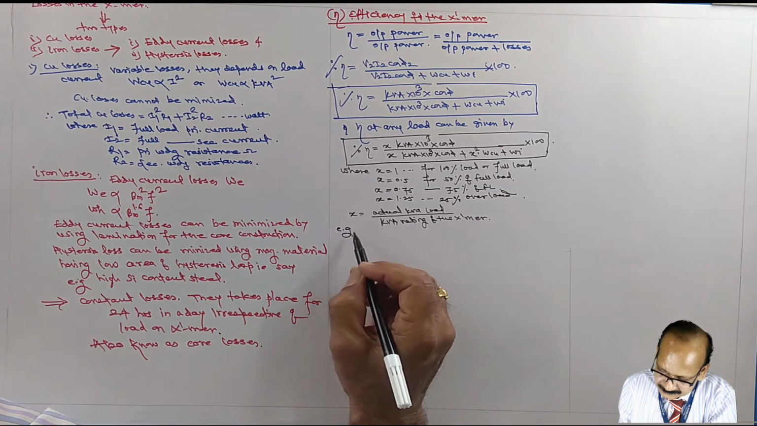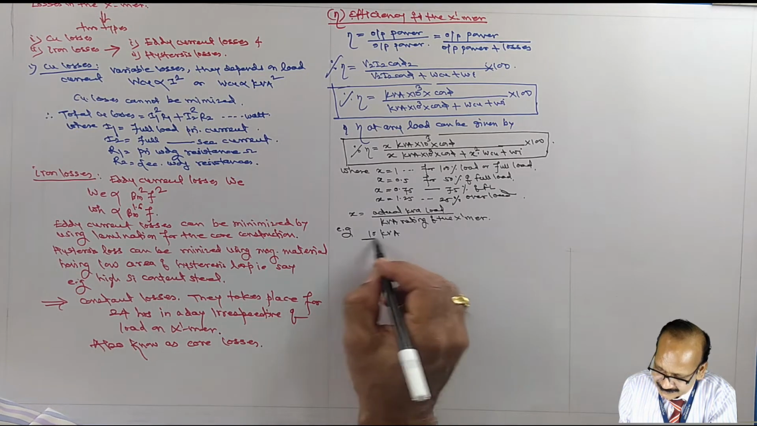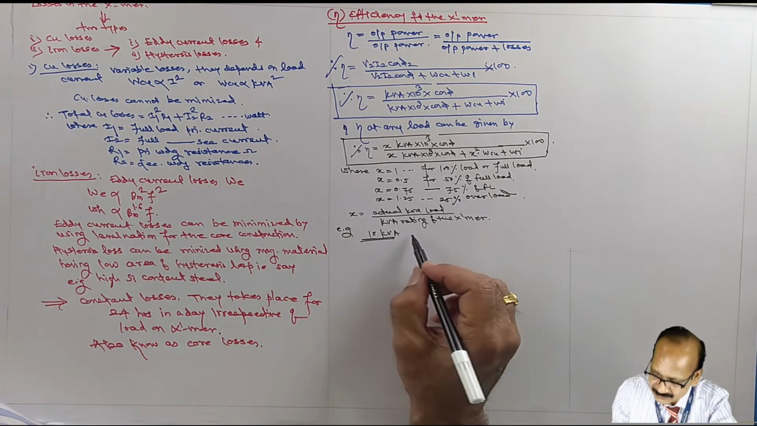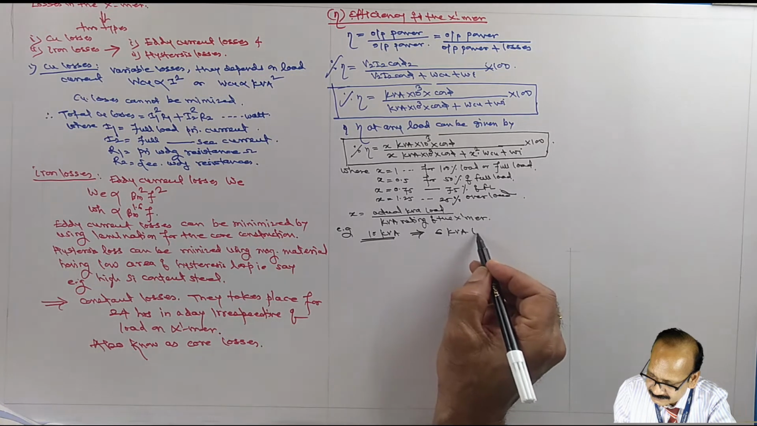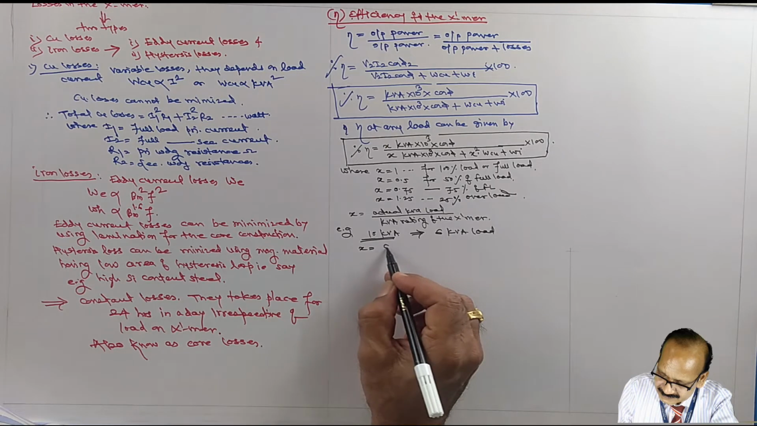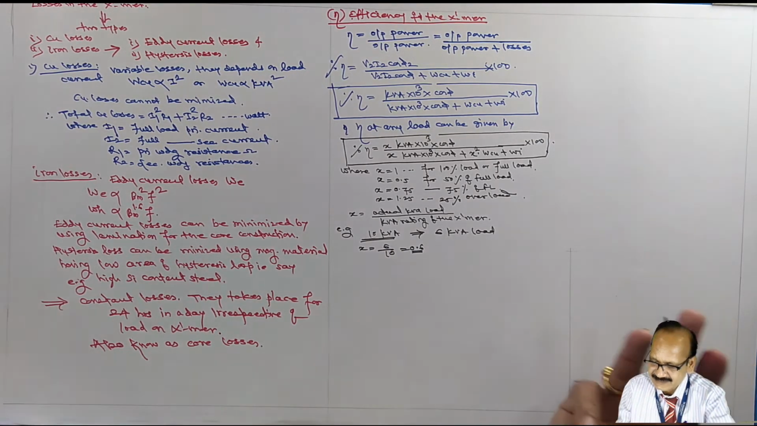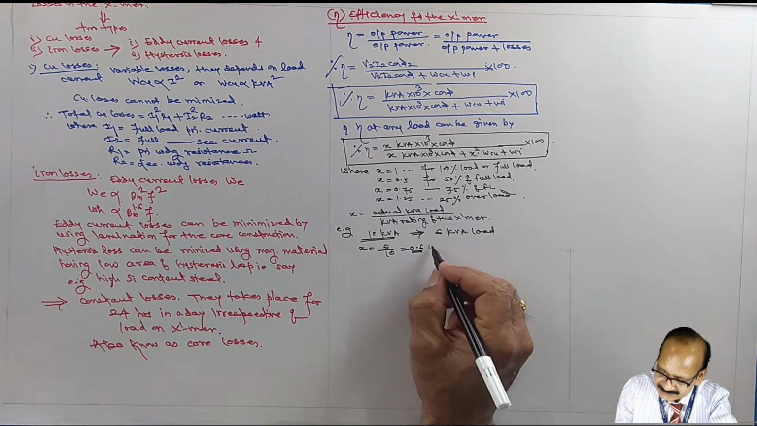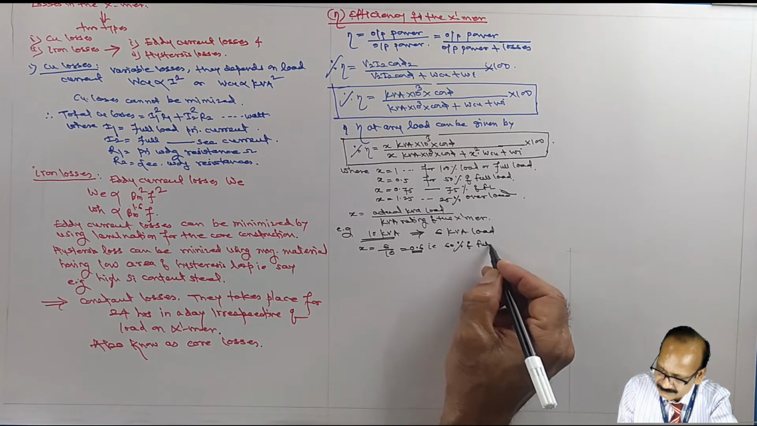For example, say the rating of the transformer is 10 kVA, and the load on it is not 100%. Say the load on the transformer is only 6 kVA. Therefore, x will be 6 divided by 10, equal to 0.6. Or we can say the load on the transformer is 60% of the full load.